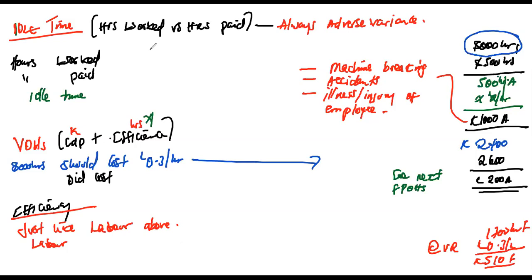So we've done the efficiency, we've done the expenditure. We can now move on to another variance. Let's talk about the fixed overhead variances. These variances are also awesome. Let's go to the fixed overhead variances.